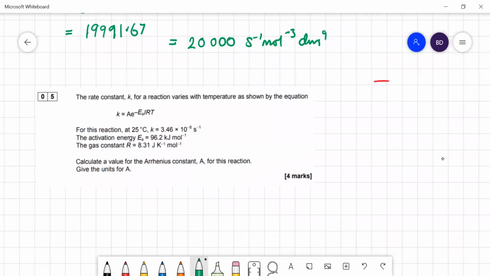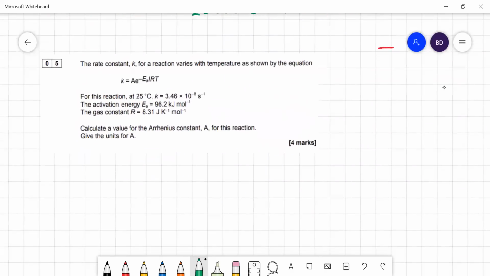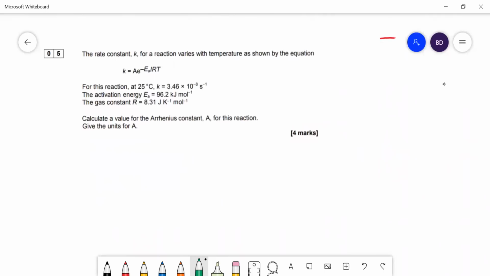Okay, now this question was removed. They didn't mark this because they said there was a typo. Can you see this here? That should be a divide by sign, but it's not quite clear. It looks like a 1 or an I or something. So they discounted this question, but we'll do it anyway.